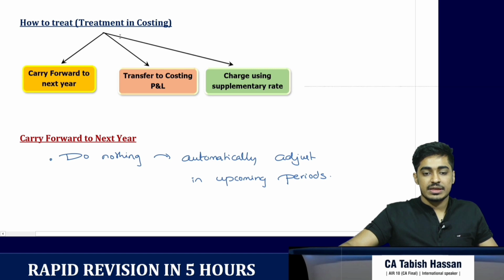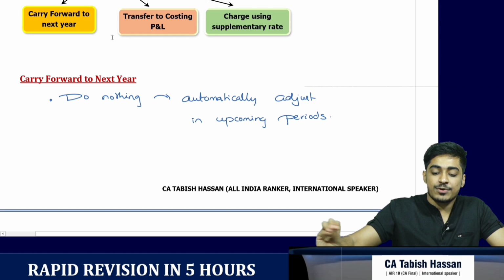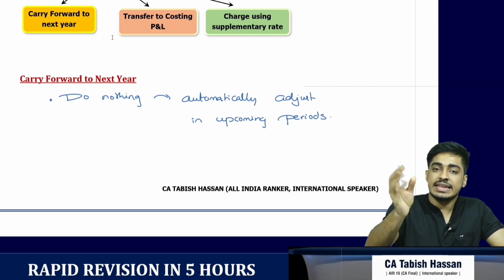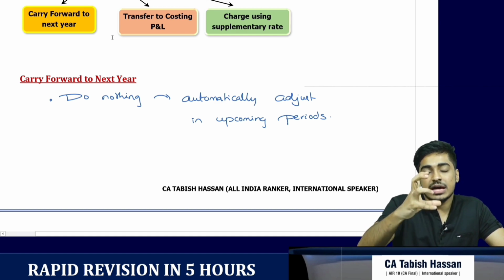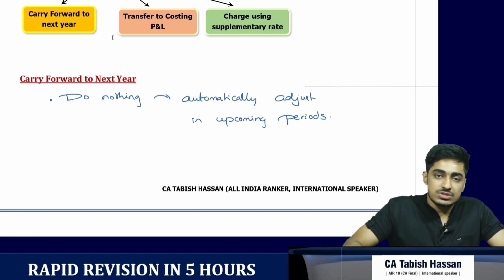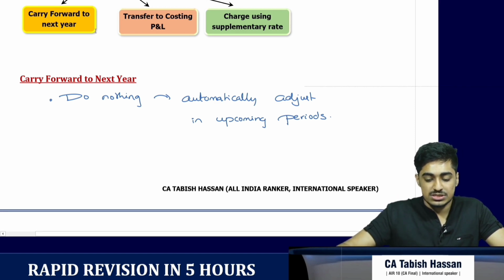Okay. For costing purpose, we have 3 different treatments. First thing is to carry forward to next year. What it tells, don't do anything. Automatically next year it gets adjusted. Okay. So don't do anything. That's what it tells. So carry forward the under or over absorption to the next year. Okay. We will not use these assumptions in the exam unless ICAI is specifically asking us to do this.